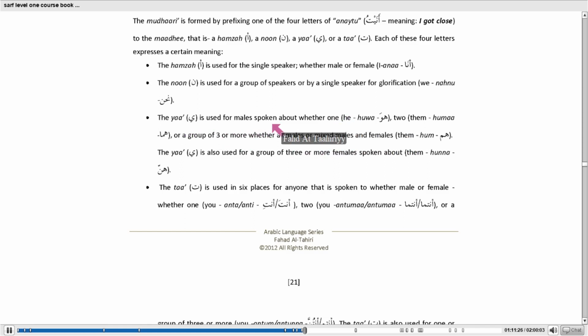So if you're speaking about someone, a third person, you say yansuru, yadribu, yakulu, yashrabu. Clear? Yashrabu. Allah said: "They said, this is only a human being like you; he eats of what you eat from, and he drinks of what you drink." So the ya used here, forming the mudari', is originally for the spoken about.